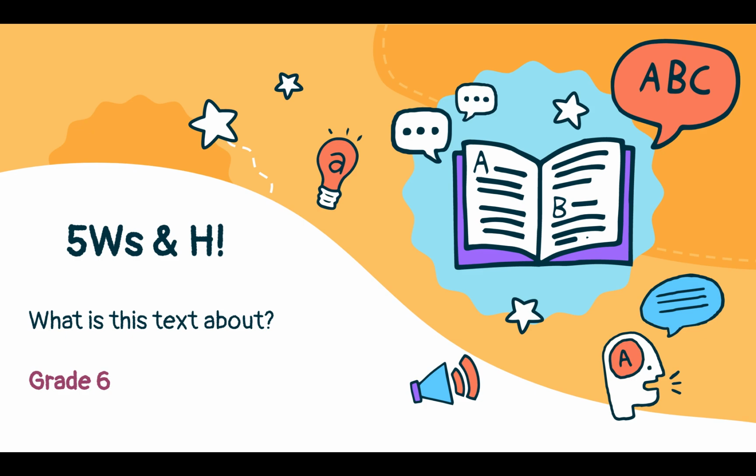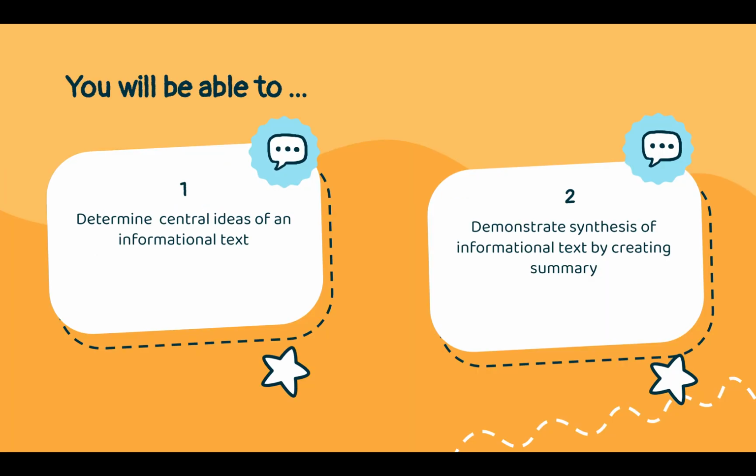In this video, we're going to be looking at a strategy called the 5 W's and an H. This strategy is going to help us understand what the texts we engage with are all about. Using this strategy, you'll be able to determine central ideas of a text and demonstrate your understanding or synthesis of those texts by creating a summary.